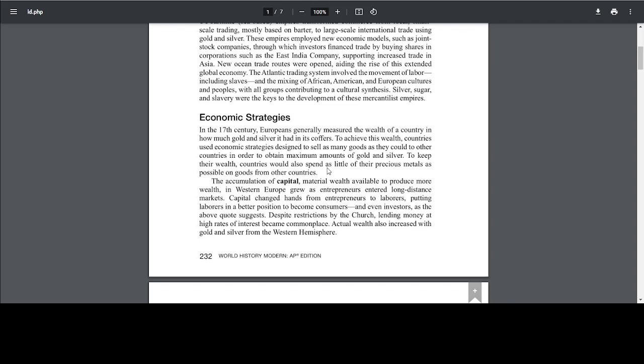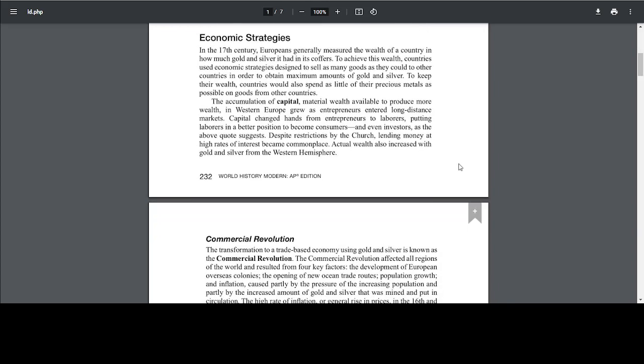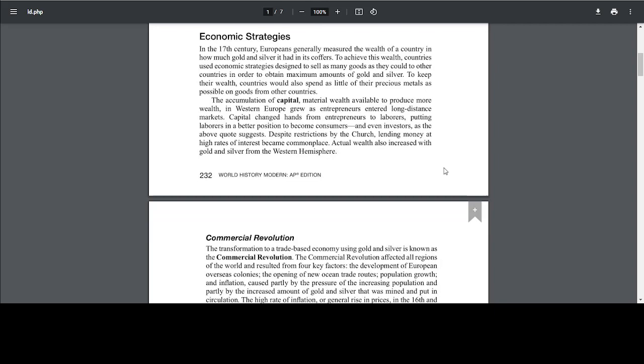The accumulation of capital, material wealth available to produce more wealth, in Western Europe grew as entrepreneurs entered long-distance markets. Capital changed hands from entrepreneurs to laborers, putting laborers in a better position to become consumers, and even investors, as the above quote suggests. Despite restrictions by the church, lending money at high rates of interest became commonplace. Actual wealth also increased with gold and silver from the Western Hemisphere.